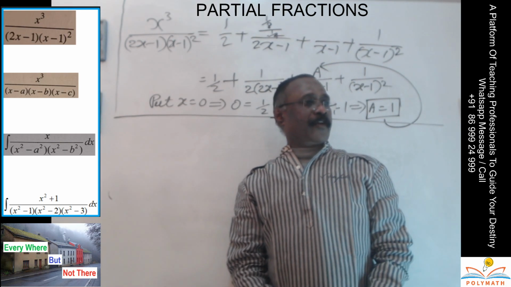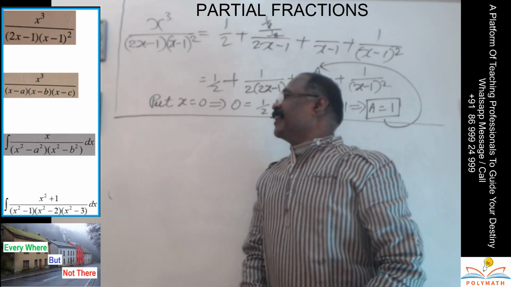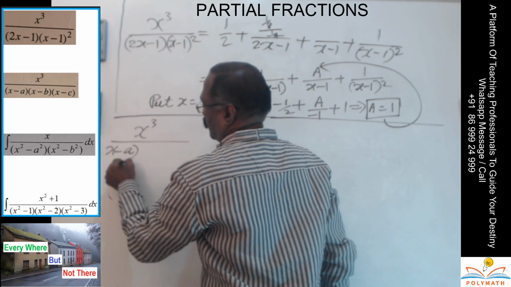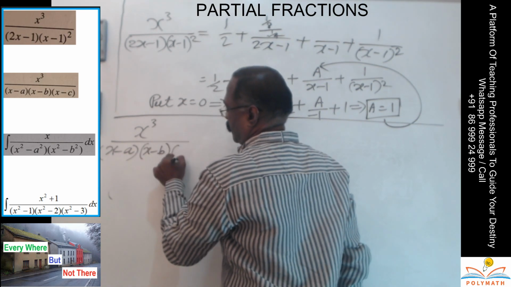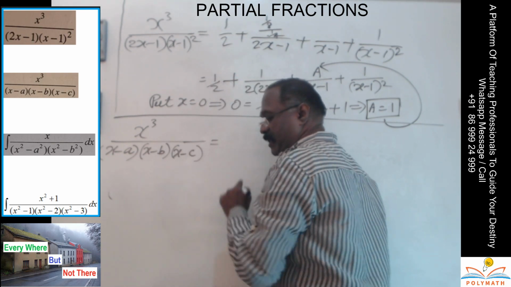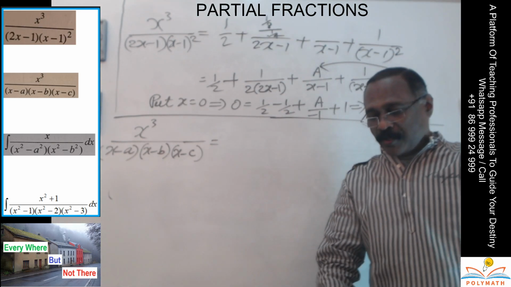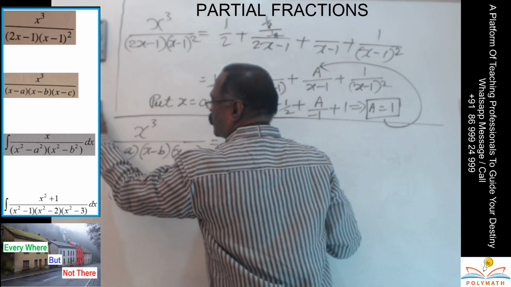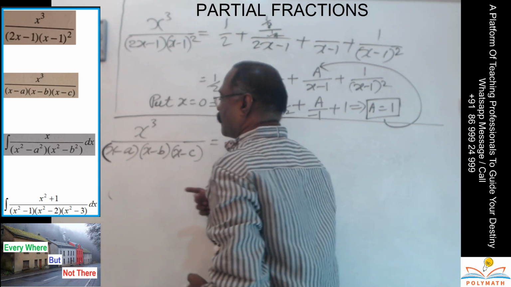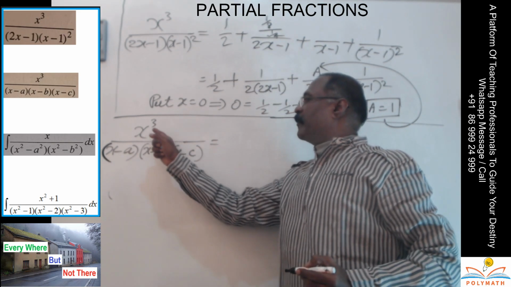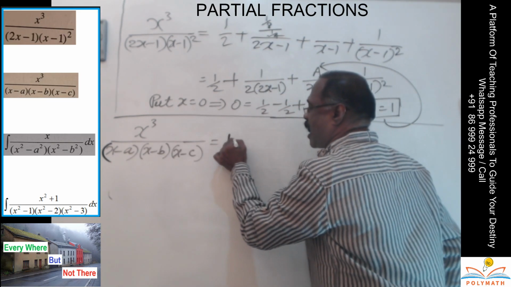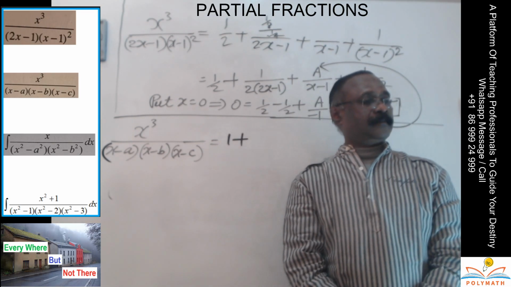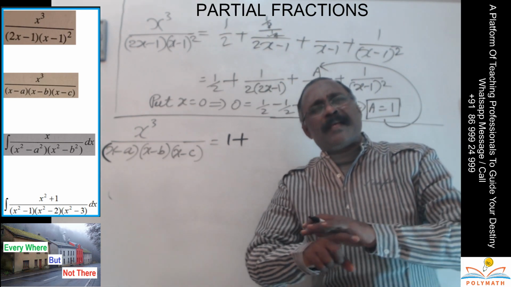What is the next question? x cubed divided by (x minus a)(x minus b)(x minus c). See the degree of the numerator, x cubed. See the degree of the denominator, it is also x cubed. So x cubed by x cubed gives 1, plus the rest of them as usual.